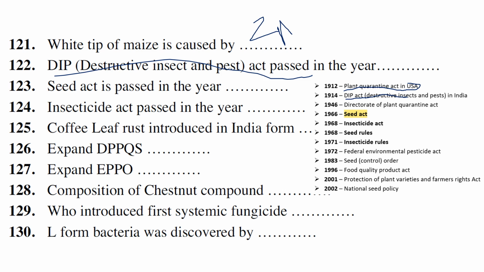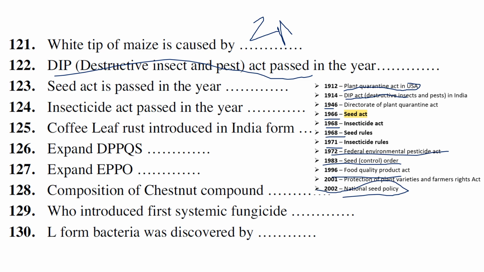The next one, Directorate of Plant Quarantine 1946, Seed Act 1966, Insecticide Act 1968, Seed Rules 1968, Insecticide Rules 1971, 1972 Federal Environmental Pesticide Act, Seed Order 1983, Federal Quality Product Act 1996, Protection of Plant Varieties and Farmers' Right Act 2001, and finally National Seed Policy 2002. So these are all the couple of acts and policies.